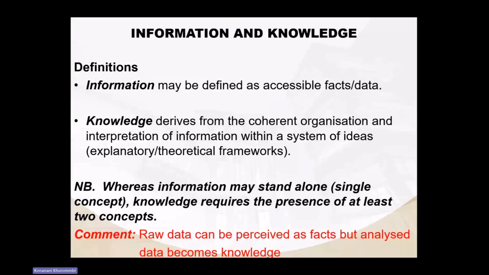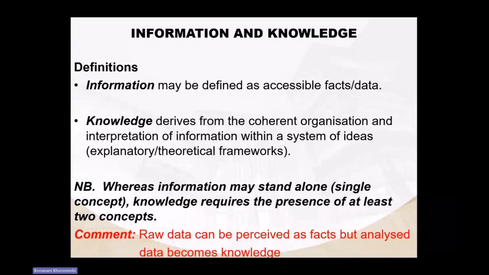But knowledge derives from the coherent organization and interpretation of information within a system of ideas, explanatory or theoretical frameworks. Let me repeat it. It derives from the coherent organization and interpretation of information within a system of ideas. That is why we said research or scientific knowledge has to do with being systematic. It has to follow a system, a procedure, step by step, and we made reference to this on Tuesday. So if the acquisition is not subjected to a system, the authors don't believe that knowledge will be available as the result.